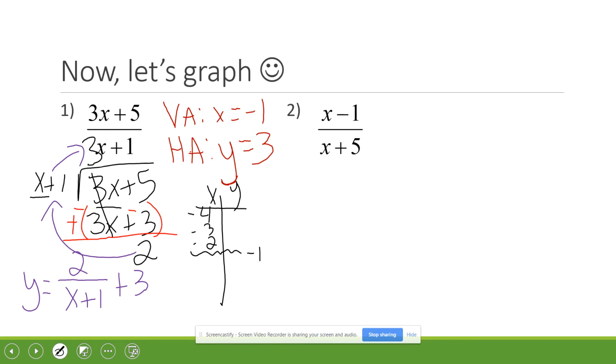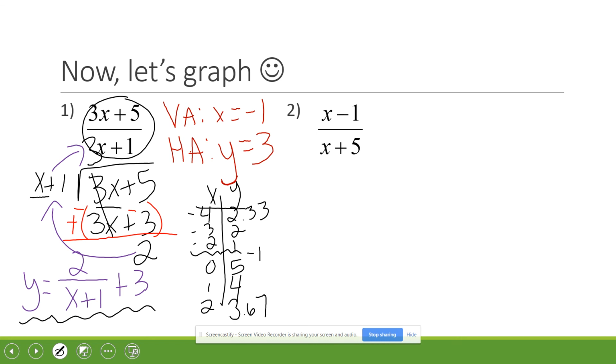I'm going to stick with boring and predictable here. And so we plug these x values in, and you can either use our new equation, the 2 over x plus 1 plus 3, or you can go back to the original one, but we have to do the math to find the y values. And so I'm going to get 2.33 for negative 4, 2 for negative 3, 1 for negative 2, 0.5 for 0, 1.4 for 1, and 2.67 for 2.